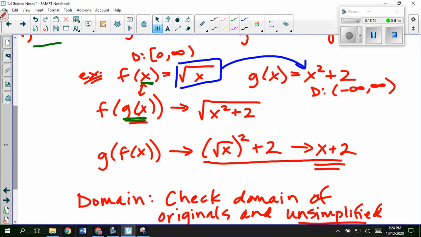And even though this is just straightforward linear, I need to understand that I really have to go back and look at the unsimplified version. So my domain for this second example is still going to be that 0 to infinity. I can't unfortunately take out the fact that those square roots and square cancel. I need to consider those original functions and play along with that piece.